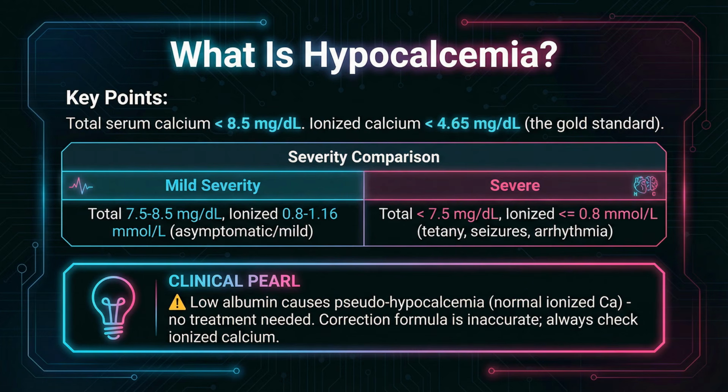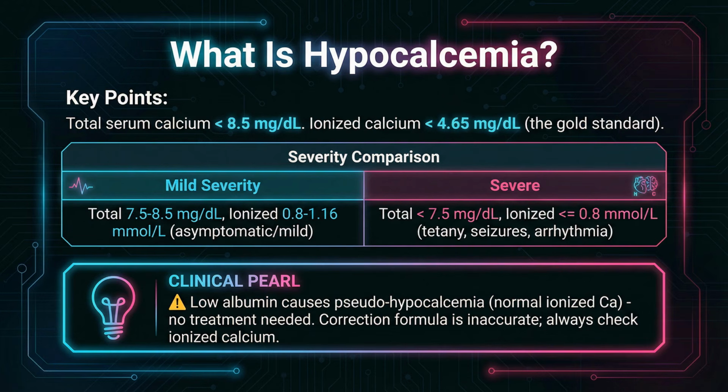Severe hypocalcemia is a total calcium below 7.5, or an ionized calcium of 0.8 millimoles per liter or less, and can present with tetany, seizures, or arrhythmias. Remember, the rate of decline matters as much as the absolute level. A rapid drop to 7.5 is often more symptomatic than a chronic level of 7.0.